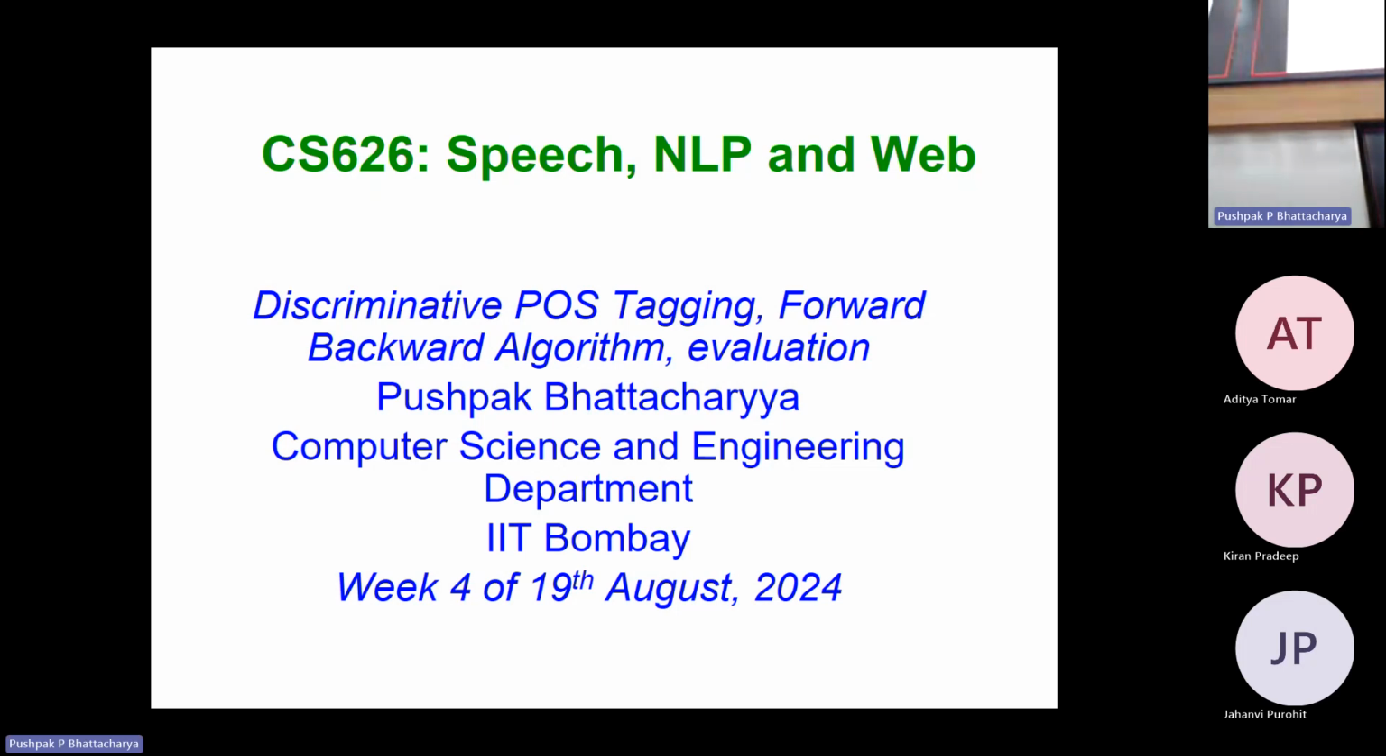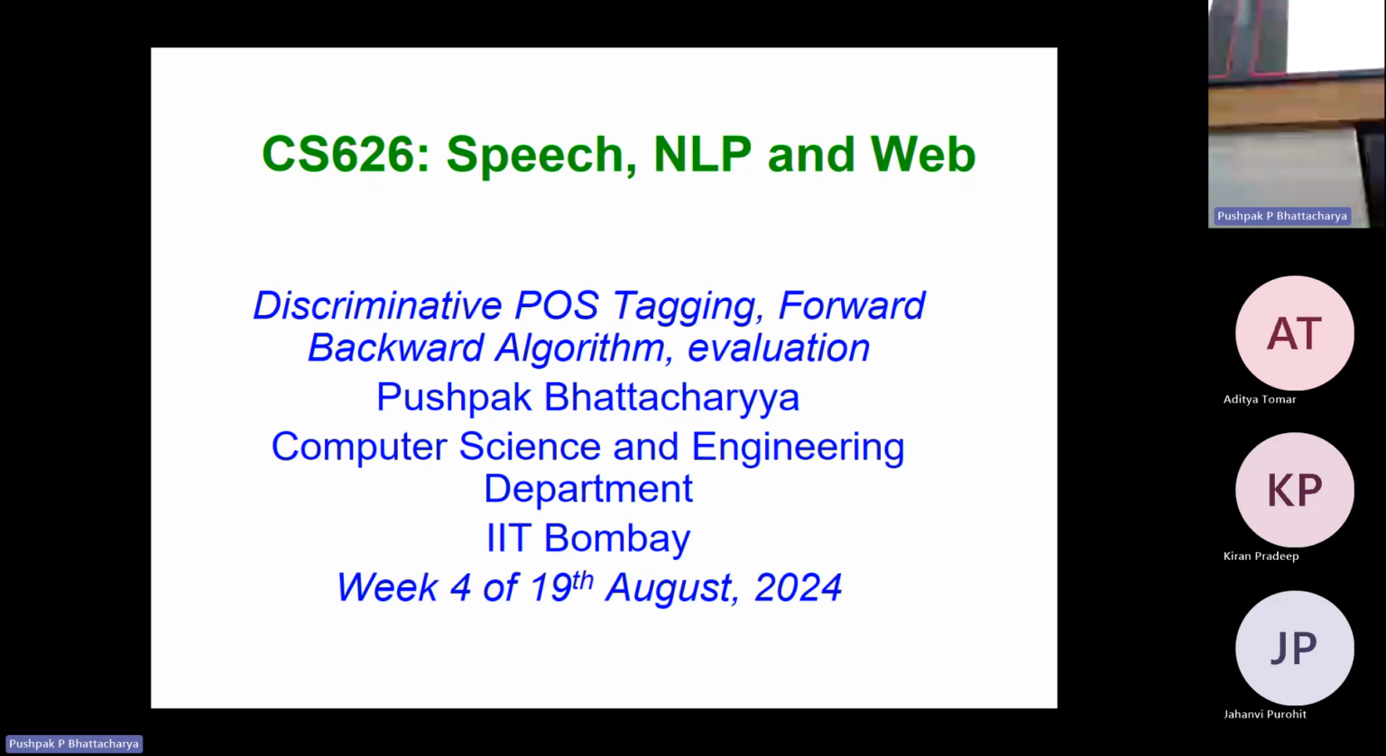So today we would like to look at what is called discriminative POS tagging as we move forward. Before that, let's have a one-slide recap for the last week, the week of 12th August. There we had this interesting discussion on should I apply Bayes rule or not, in making some classification decision.